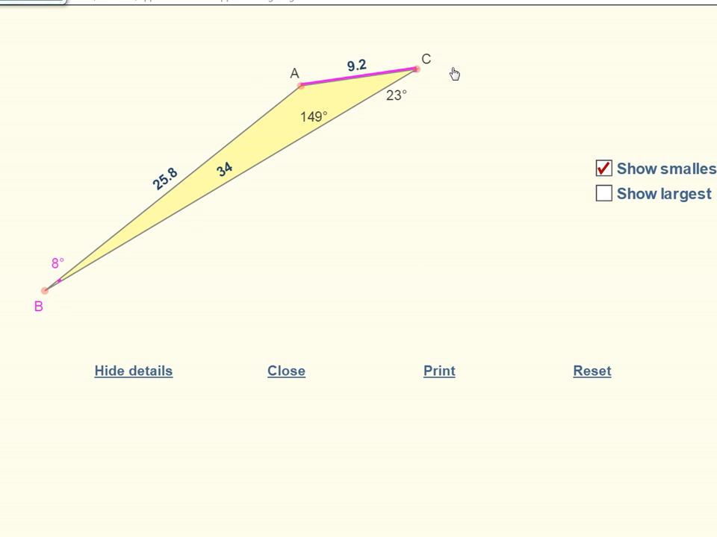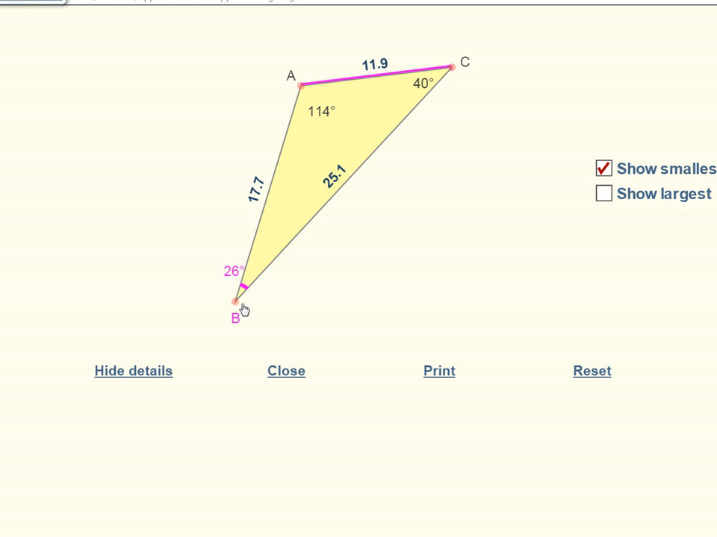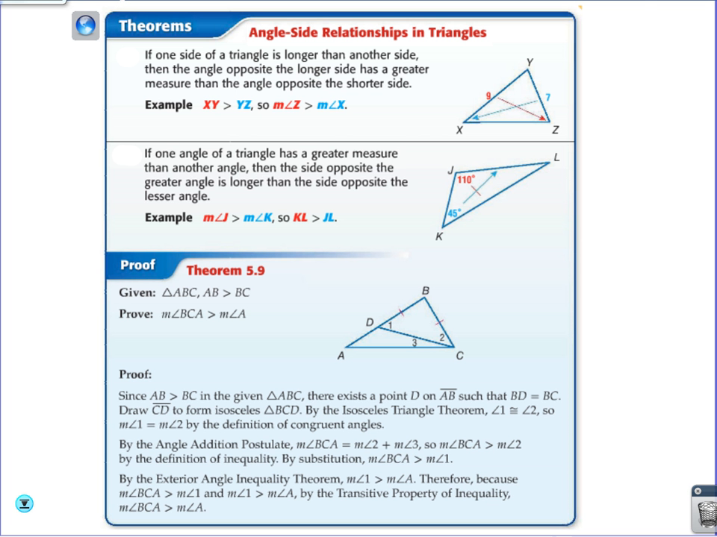But let's move it around some. Let me do that. Look where your smallest angle is. Smallest angle here, 26 degrees. Smallest side, hey look, 11.9. The middle angle, 40 degrees. Where's it located? Across from the middle side. The biggest angle will always be across from the longest side. So again, largest angle, largest side, smallest angle, smallest side. That's all we're trying to teach you with this part. And that's all that says.